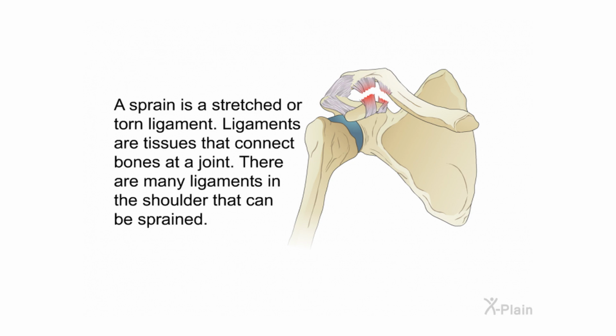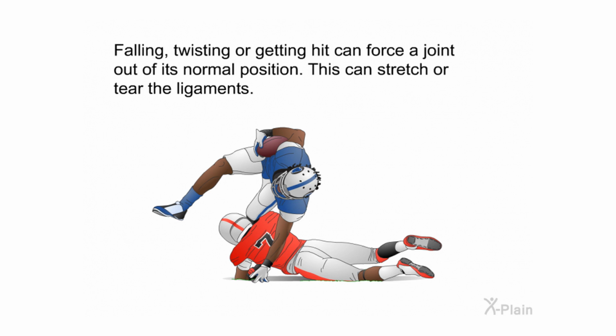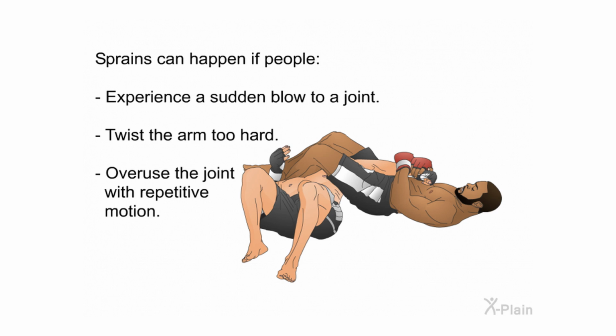Sprains and strains. A sprain is a stretched or torn ligament. Ligaments are tissues that connect bones at a joint. There are many ligaments in the shoulder that can be sprained. Falling, twisting, or getting hit can force a joint out of its normal position. This can stretch or tear the ligaments. Sprains can happen if people experience a sudden blow to a joint, twist the arm too hard, or overuse the joint with repetitive motion.